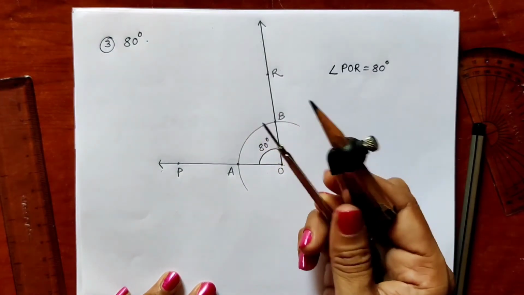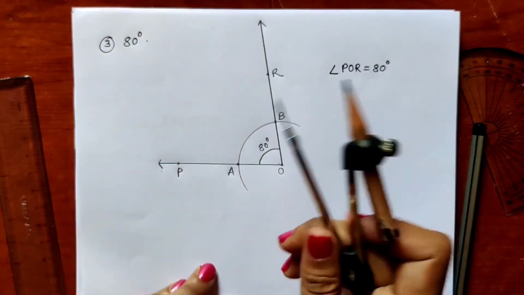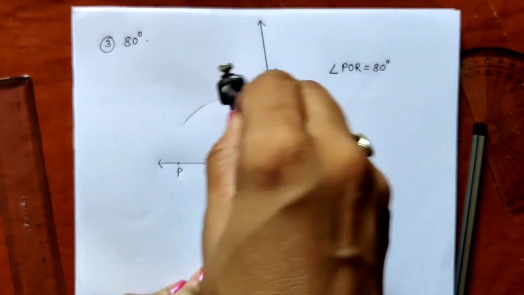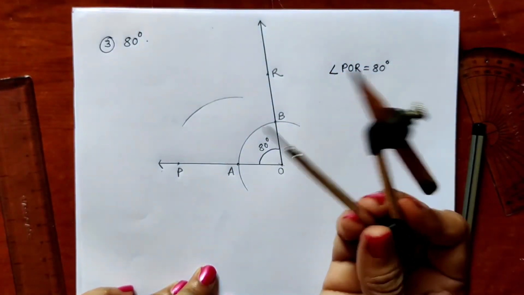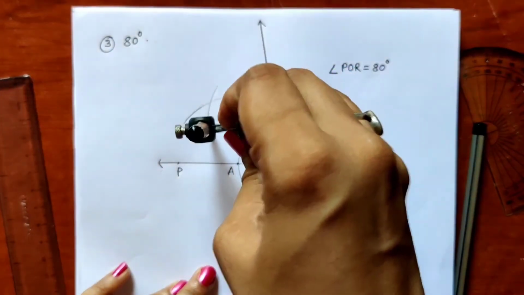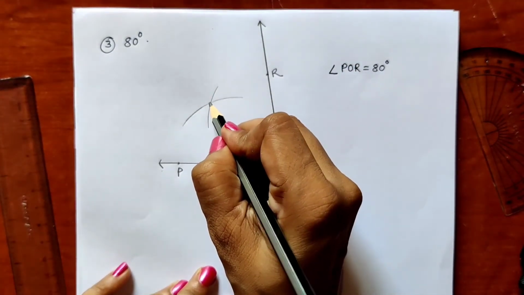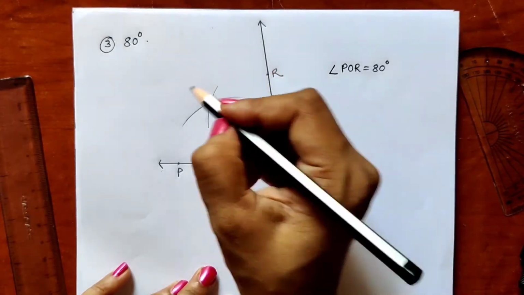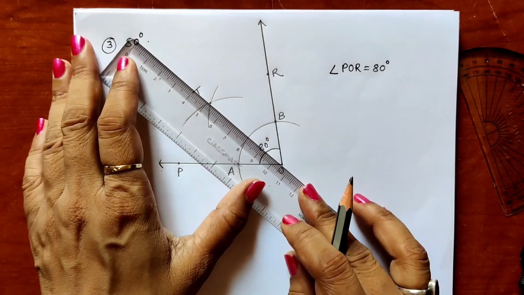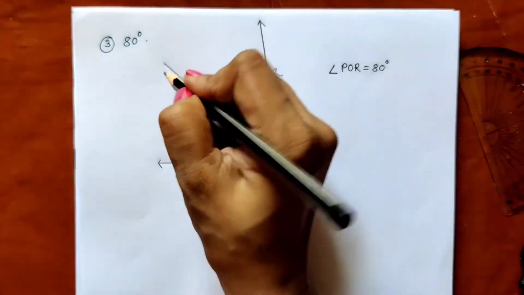Let us increase the distance in the compass. Now place this point on point A, draw an arc inside the angle. Without changing the distance in the compass, place it on point B, draw another arc in this way, and we will get the point of intersection of these two arcs. We can give any name, maybe T. We will be joining this point T with vertex O. Join T with vertex O.